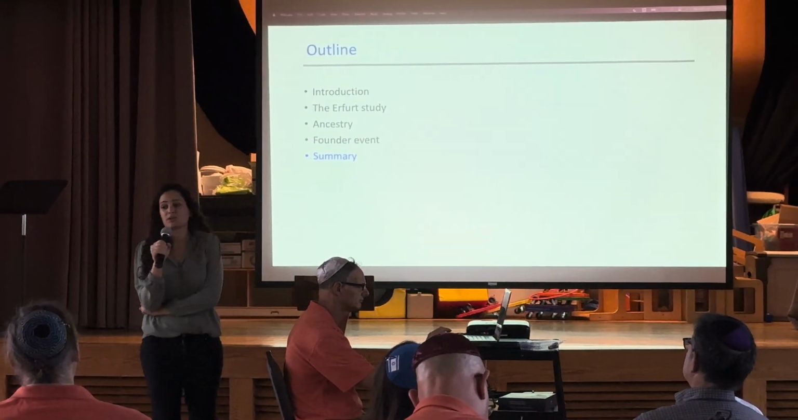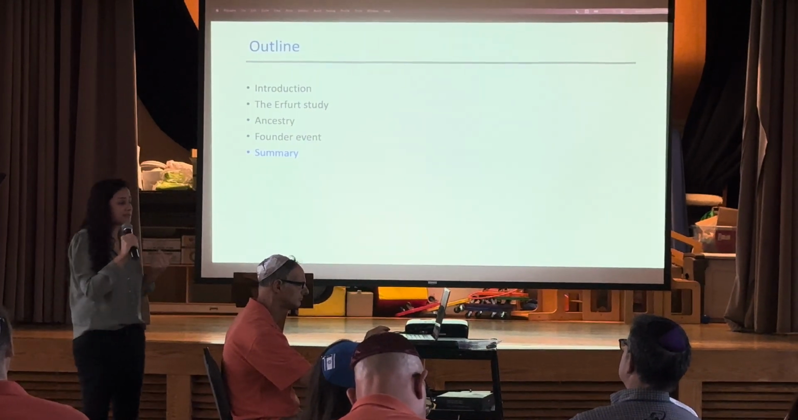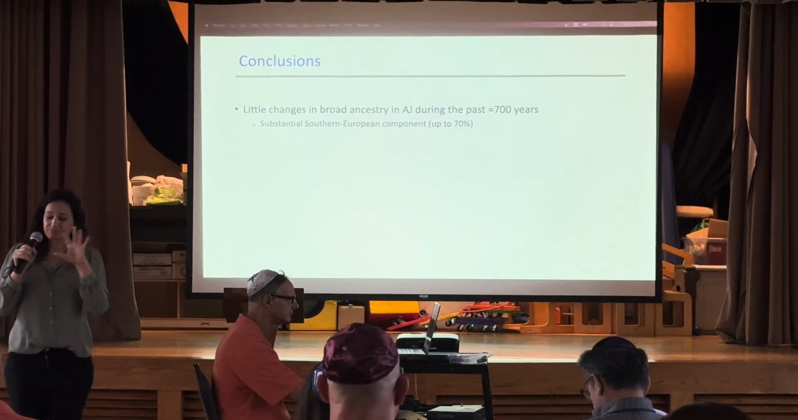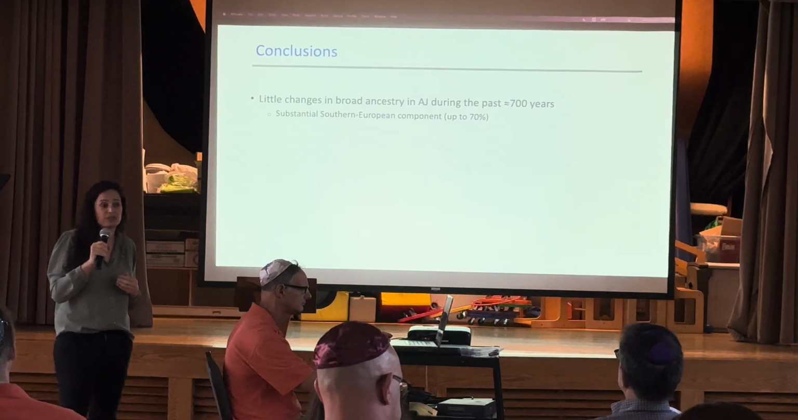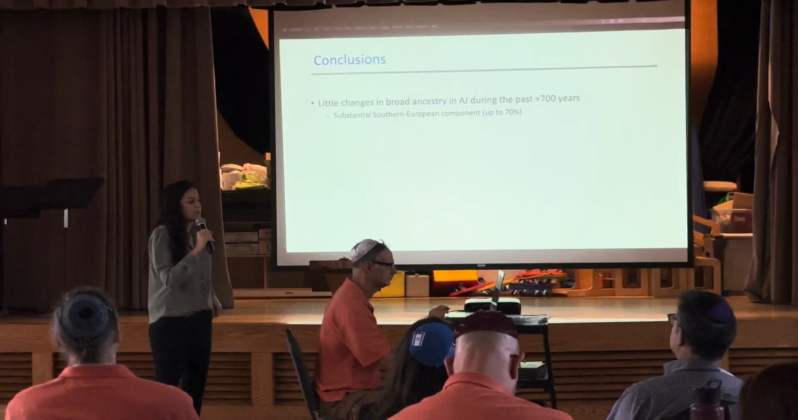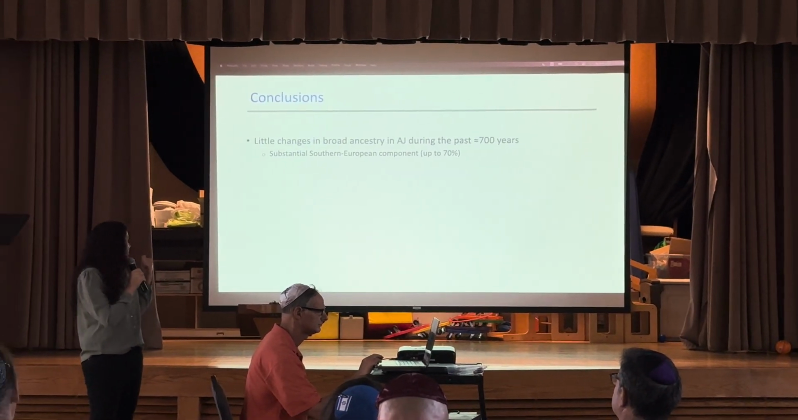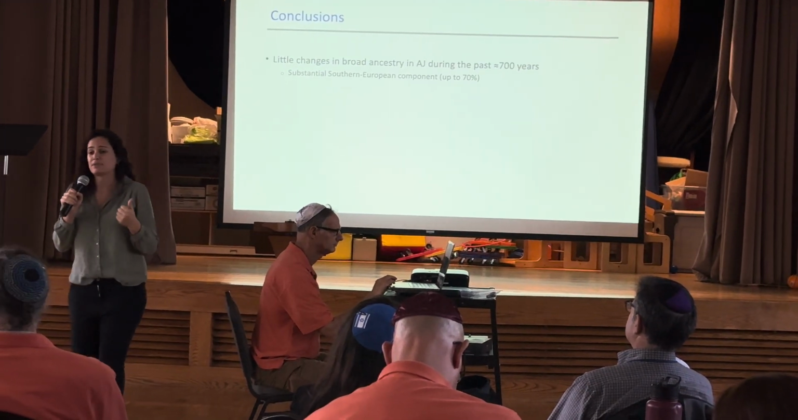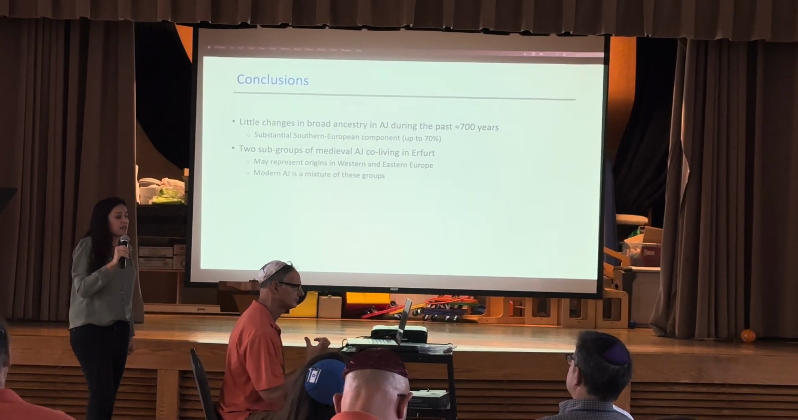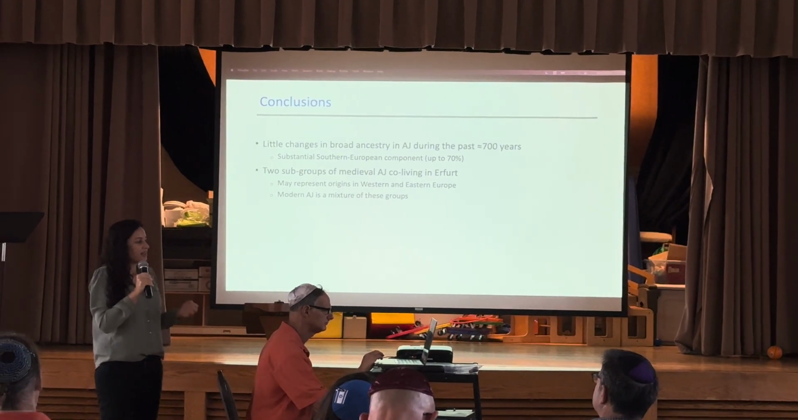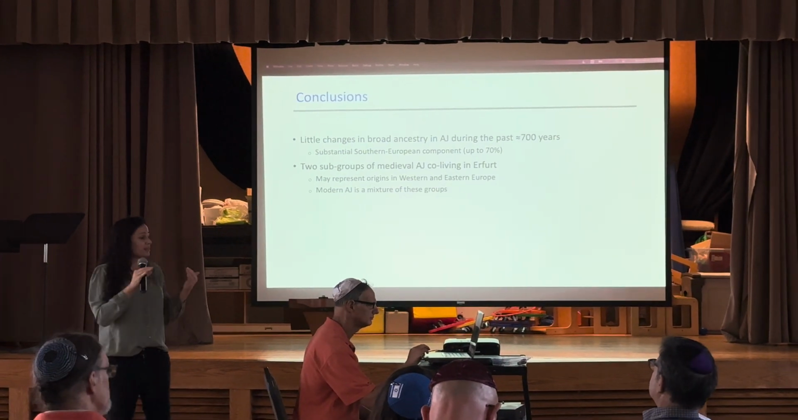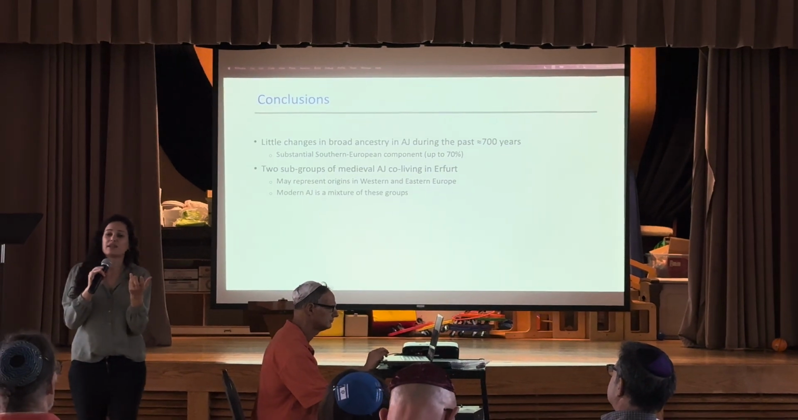Okay, so just to conclude what we found out. First of all, we saw that there is little change in the broad ancestry of Ashkenazi Jews in the past 700 years. The Erfurt samples and the present-day Ashkenazi Jews look very, very similar to each other from a genetic point of view. And we show that there is a substantial Southern European ancestry component in these samples from Erfurt, with the caveats I mentioned. We detected two subgroups of medieval Ashkenazi Jews, unlike the very homogeneous present-day population, and they may represent the Western and Eastern Jewish groups at the time. And modern Ashkenazi Jews are a mixture of these different Jewish groups.